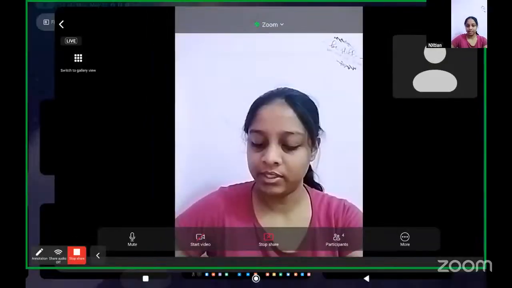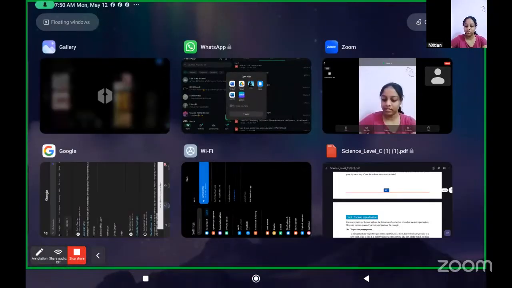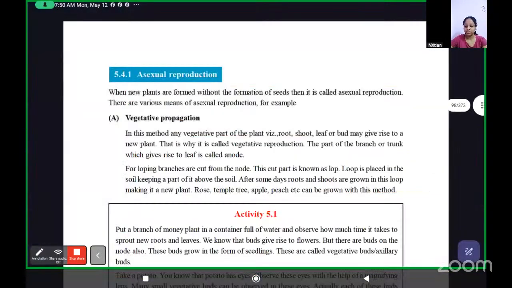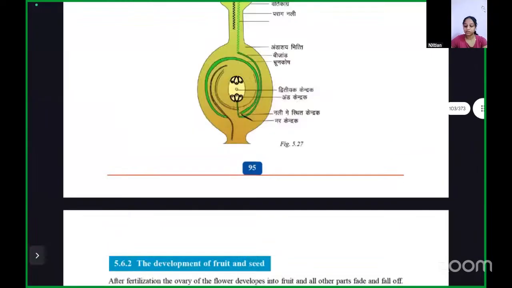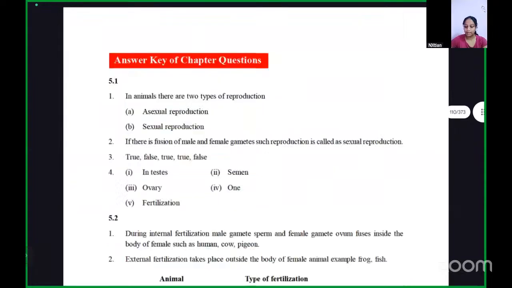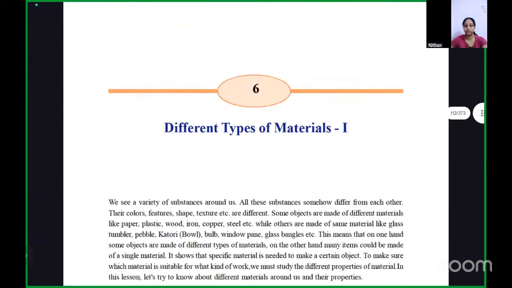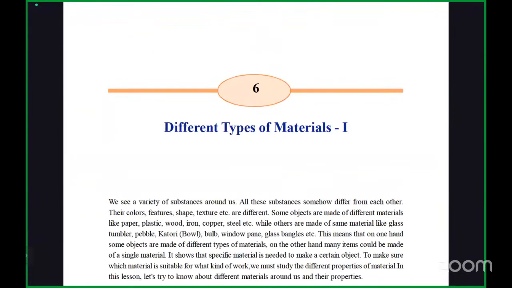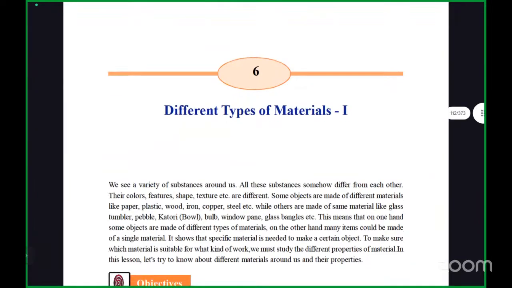Okay, so in the last class, we finished the fifth chapter along with exercises, and we started with the sixth chapter, another chapter called materials and its types, different types of materials. This we started in the last class.